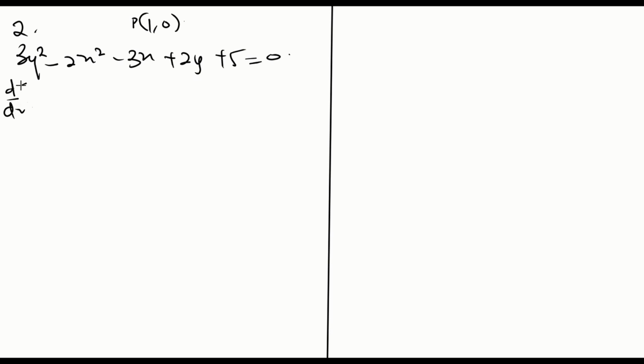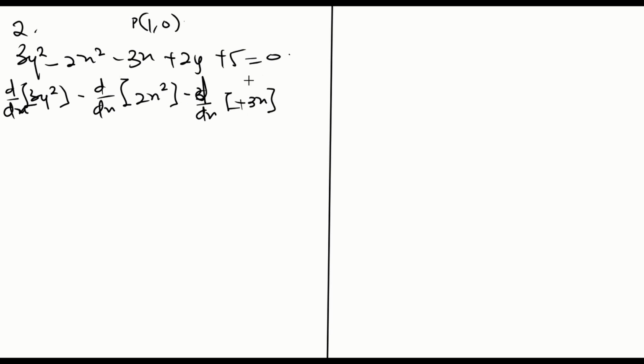With this, we have d/dx of the first term, 3y squared, minus d/dx of 2x squared, minus d/dx of, minus 3x. Okay, this is supposed to be plus 3x, because this is minus, I put my minus here. Then we have plus d/dx of 2y plus d/dx of 5. This is going to give me d/dx of 0, which is still a constant.